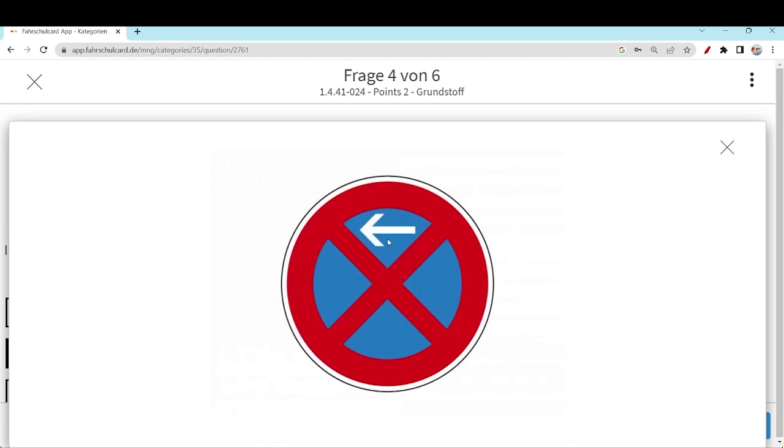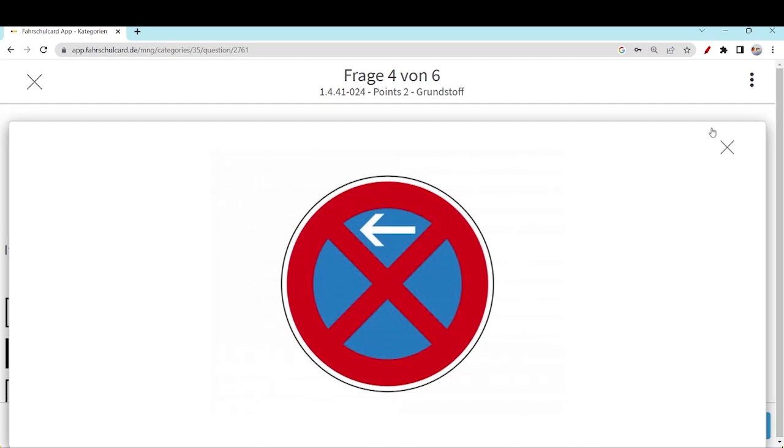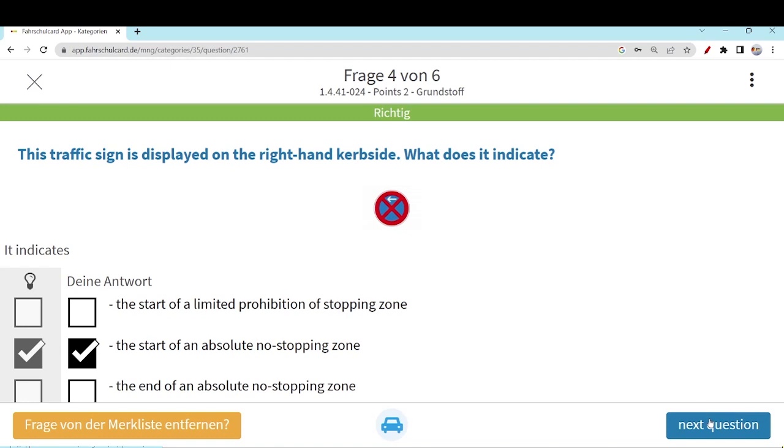This arrow is telling you the start of a no stopping zone. When this no stopping zone finishes, there will be an arrow down here, not here. So that is also clear, it is the start of a no stopping zone. It is not the start of a limited prohibition of stopping zone, there is no limitation. That is an absolute no stopping zone. The end of an absolute no stopping zone normally has an arrow down here as well and no arrow over here. I think this is not a part of traffic sign questions, but we can discuss. But it is not an end of an absolute no stopping zone, neither a limited prohibition zone. It's clearly the start of an absolute no stopping zone, and this answer is correct.